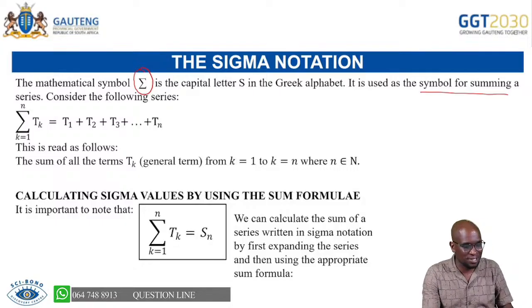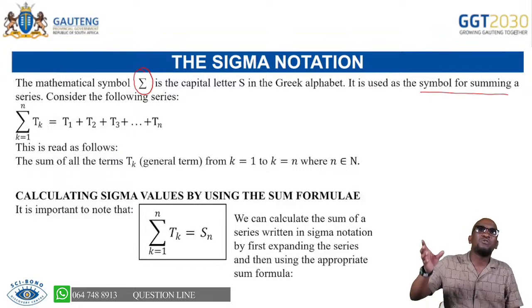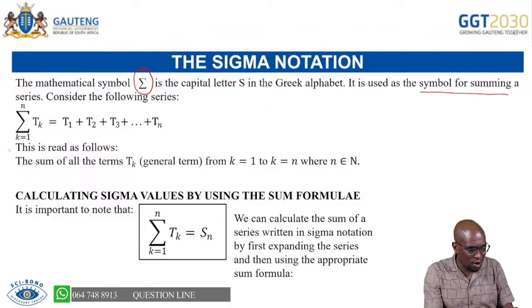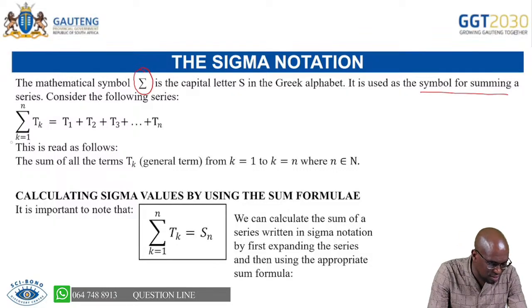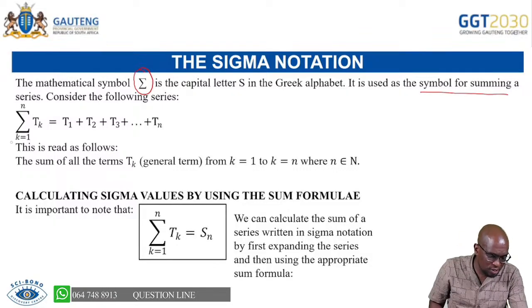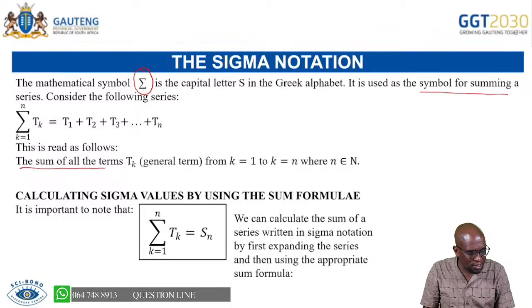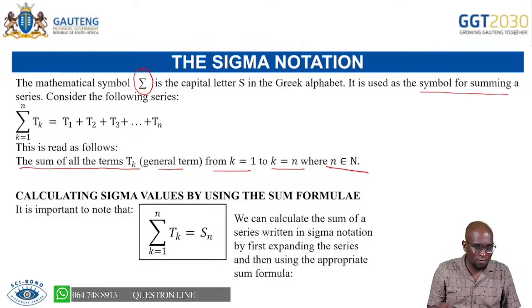That is why also in statistics, when you calculate the x bar, that would be the mean, you say the sum of all terms divided by the number of terms there. Now, this reads as follows. If you see here, you have sigma, k equals 1 to n, of tk. So now it reads as follows. The sum of all terms tk, the general term, from k equals 1 to n, where n is an element of natural numbers.